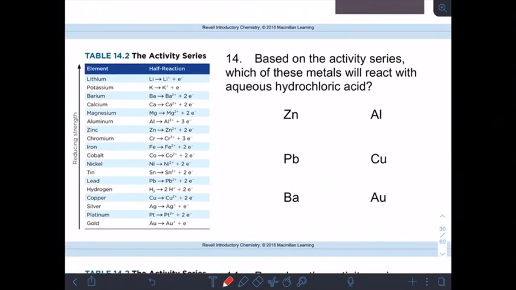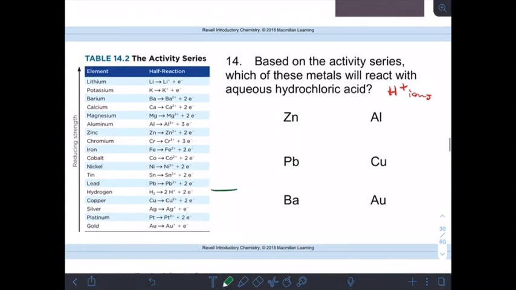Right. So based on the activity series, which of these metals will react with hydrochloric acid? So basically, we're looking for things that will react with H plus ions, because that's what hydrochloric acid makes. In our previous chapter with acids and bases, we talked about how hydrochloric acid comes apart into H plus ions. So we're looking to see which of these metals is higher up on the table than hydrogen ions, right? So let's find our hydrogen ions, and they are sitting right down here at that level.